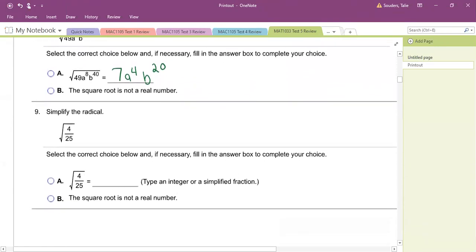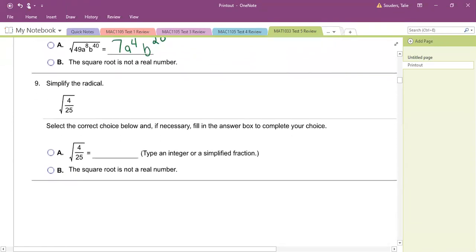Okay, what about the next one? The square root of 4/25. Wouldn't you separate the square root to where it's square root of 4 on the top and then square root of 25? Very good. Then it would be 2/5, right? Yes, very good, guys.